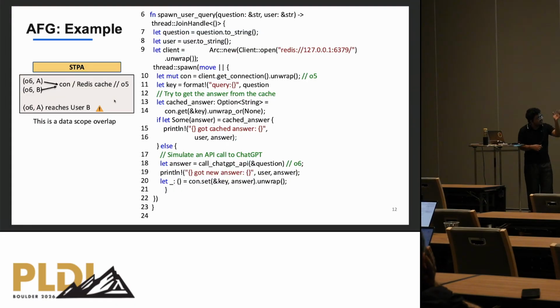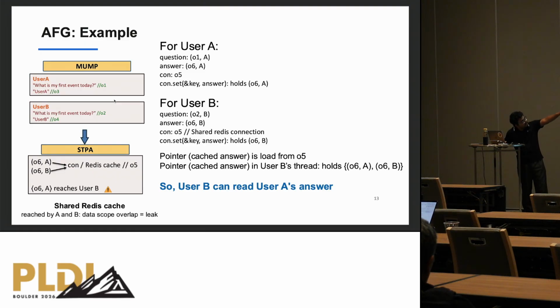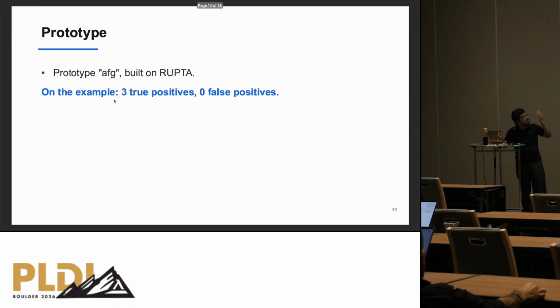In the STPA part, after we create everything, we go through each of the lines and track where the tag has been raised, and we find out that the tag O5 has been raised in user B as well as user A. This should not happen at all. So we flag that as a scope overlap, a data overlap, and by that we find the data leaks.